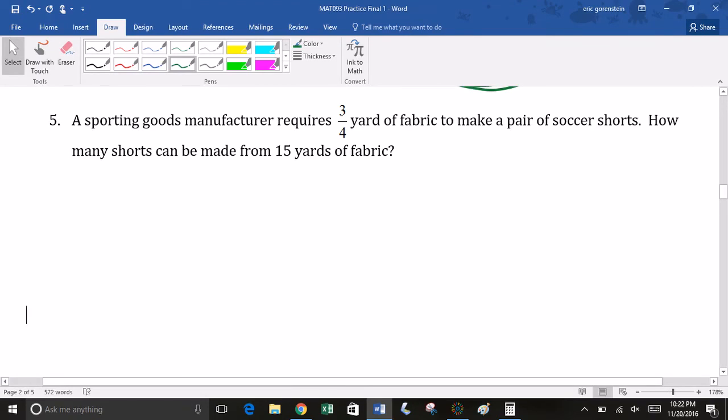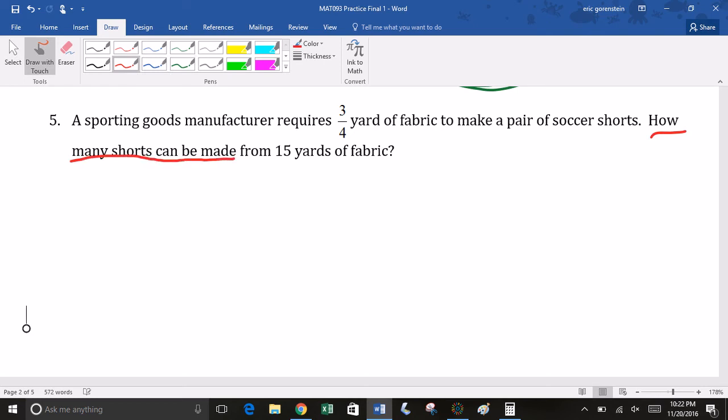Okay, let's see. In this problem, a sporting goods manufacturer requires 3/4 of a yard of fabric to make one pair of soccer shorts. How many shorts can be made from 15 yards of fabric? Okay, so here's our question. So we're looking, how many shorts can be made? So we have a total of 15 yards of fabric.